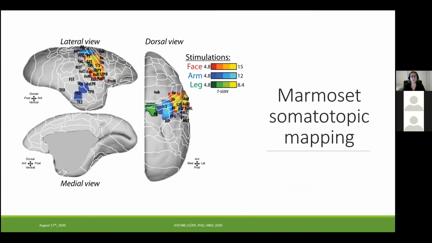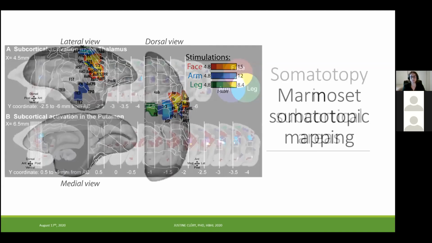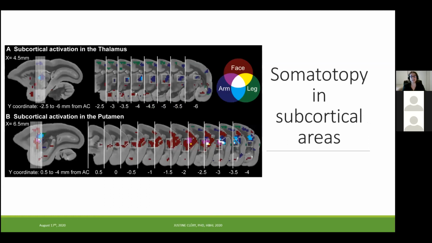With a total of 64 runs, we obtain this figure which highlights a mediolateral progression from leg to face for S1 and the rostrocaudal progression from face to leg for S2. Subcortical activation in the thalamus and putamen shows some somatotopy mapping too. This somatotopic organization follows a mediolateral progression from face to leg in both subcortical areas.